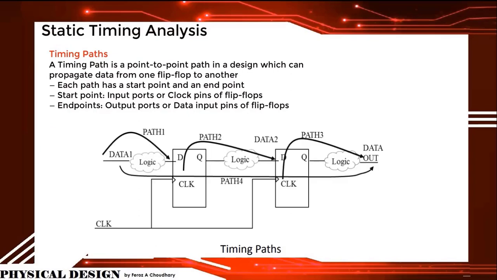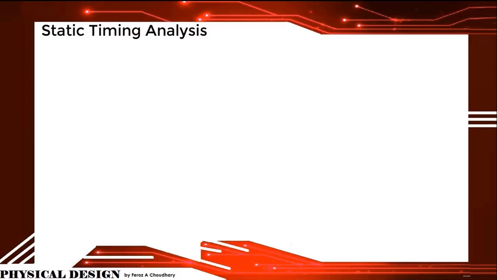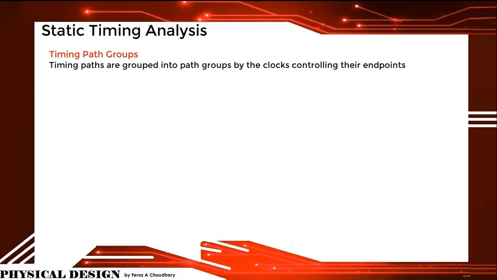Timing path is a point-to-point path in a design which can propagate data from one flip-flop to another. Each path has a start point and an end point. Start point can be input port or clock pins of flip-flops, and end points can be output port or data input pins of flip-flops. Timing paths are grouped into path groups by the clock controlling their endpoints.